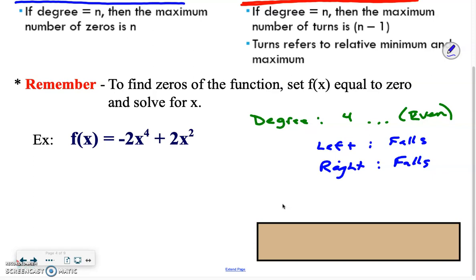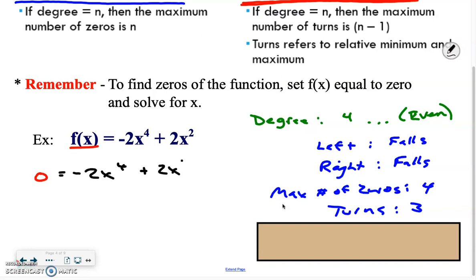You said the degree was 4, so what's the max number of zeros? How many turns? 3? Okay. Off to a good start. Now, to actually find the zeros, we're going to put a 0 in place for f of x. That's equal to negative 2x to the 4th plus 2x squared. Okay. So we want to factor the right side.